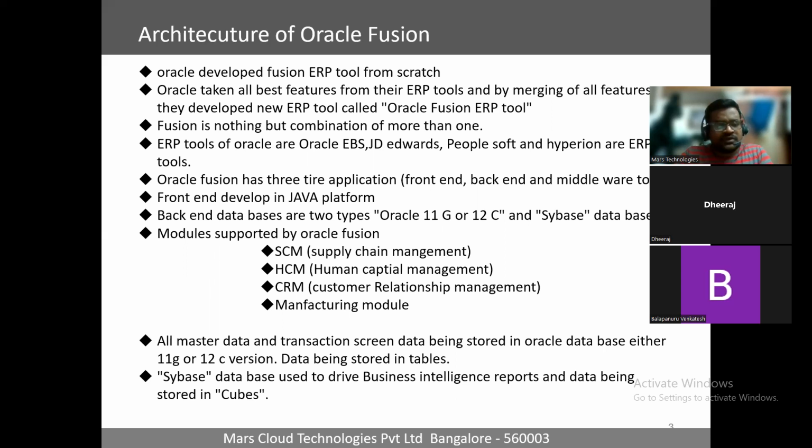Okay. So Sybase and Oracle database. These are the two databases which will be used for Oracle Fusion. So what is Sybase? Sybase is used for running the reports. So I was telling, right, OTP and BI reports. Those kinds of things will be run by the Sybase, whereas the Oracle database will be used to store our configuration screens and transaction screens.